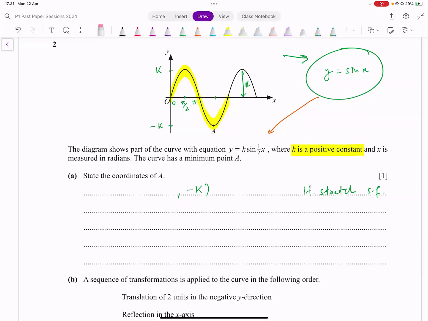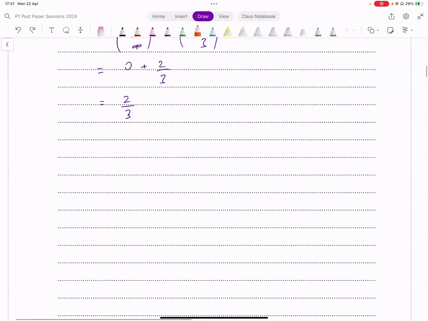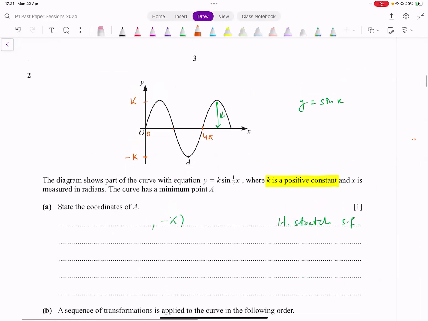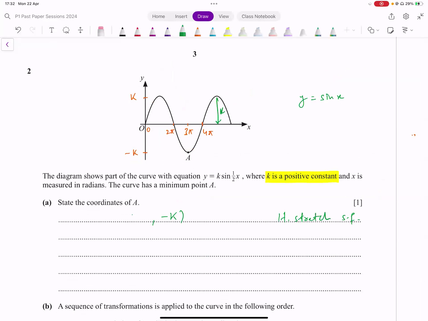So this transformed graph is going to complete one full cycle only once you have 4 pi here on the horizontal axis. So this point would have to be 4 pi in this transformed function. All right. So after transformation, 2 pi into 2, the point becomes 4 pi. And now what about the x coordinate of A? If this is 0 and this is 4 pi, right in the middle, we would have 2 pi. Then what about this point? This is going to be 3 pi. So the x coordinate of this turning point is going to be 3 pi.